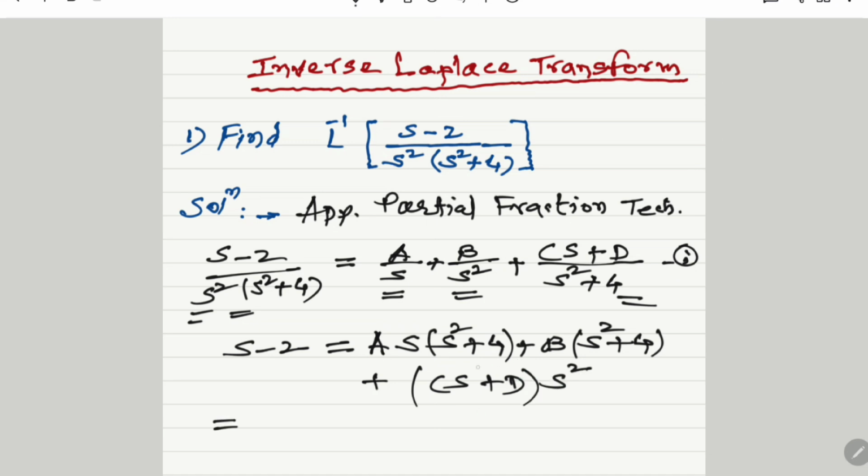Then multiplying term by term inside the brackets, we get as cube as the first term, then 4as, then bs square, then 4b, cs cube, and ds square.